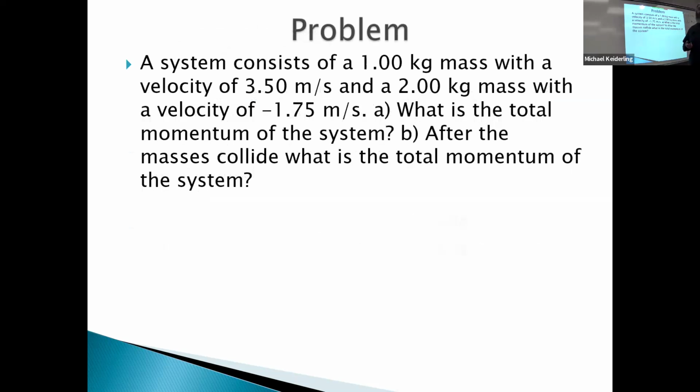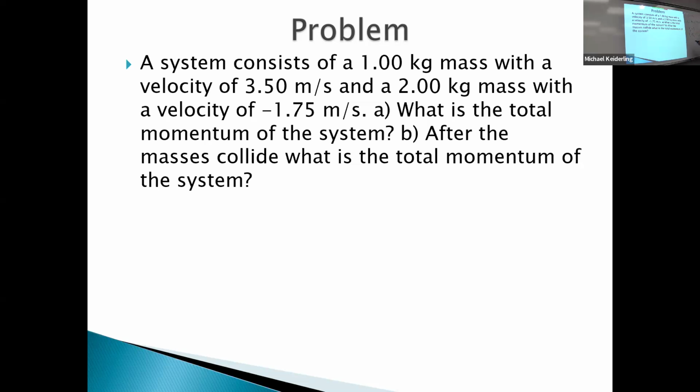So if you have a system that consists of a 1 kilogram mass with a velocity of 3.5 meters per second and a 2 kilogram mass with a velocity of negative 1.75 meters per second, what is the total momentum of this system? So momentum is mass times velocity for each object. The total, we're just going to add them up.